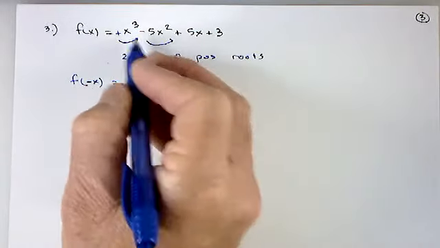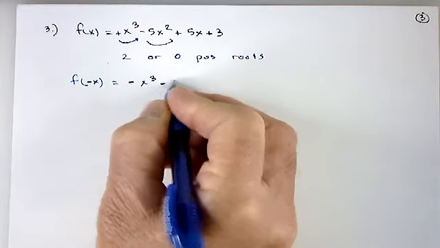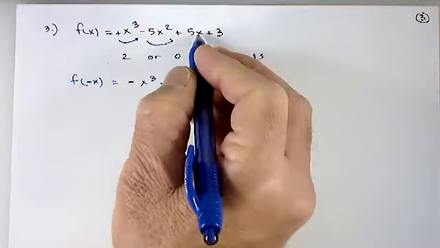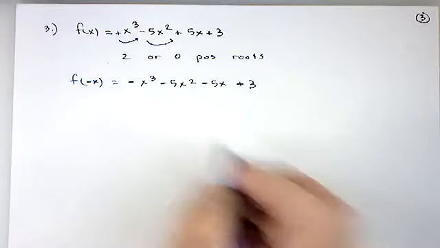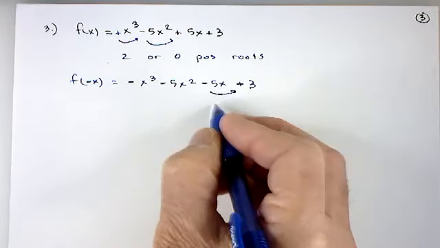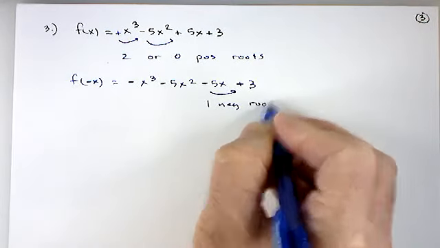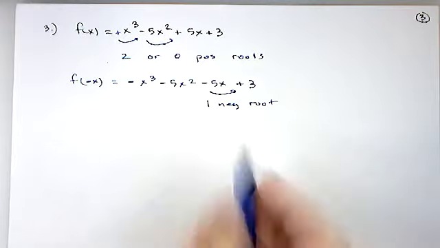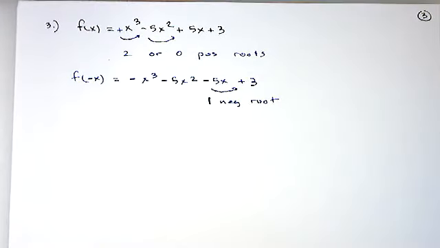F of negative x is going to be negative x cubed minus 5x squared. Put in negative x there, that'll make that minus 5x plus 3. So looking at the sign changes here, we see there's only one sign change, so we only have one negative root. So if you subtract 2 from that, you're going to get -1. So there has to be one negative root of this thing.